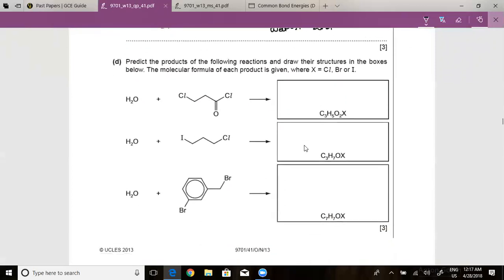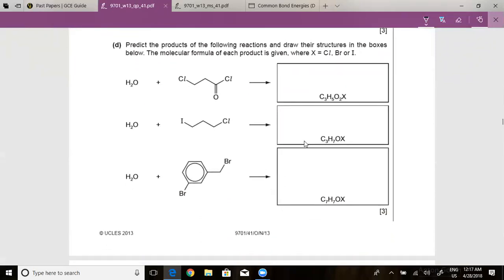Predict the following reactions and draw their structures. Let's see. Come on, who's a pro at organic? We added H2O here. Okay, H2O reacts with this thing, I guess. Cl has been removed from both sides. No, I think Cl won't be removed from both sides.